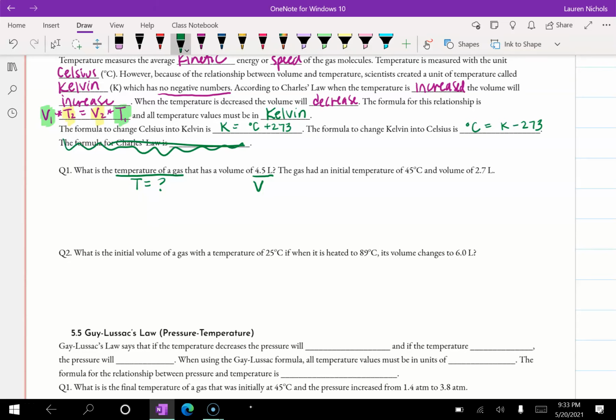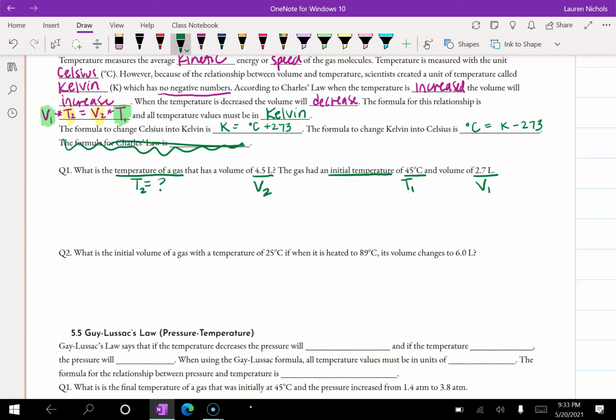It says the gas had an initial temperature of 45 degrees Celsius. Well, since that says initial, we're actually going to label that one T1, which makes this T2. And it says the volume was 2.7. So that must be our V1, and this is V2.